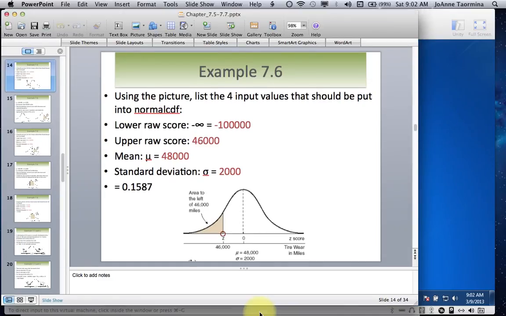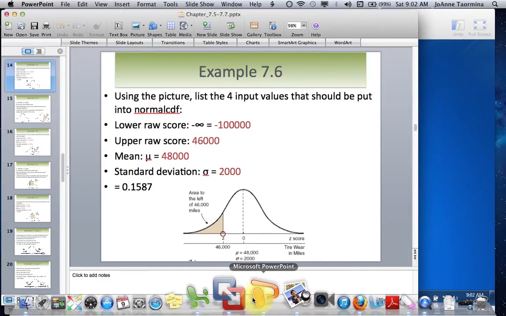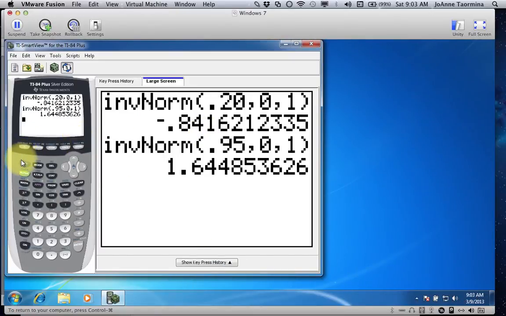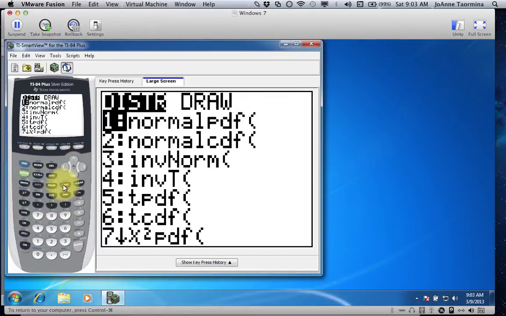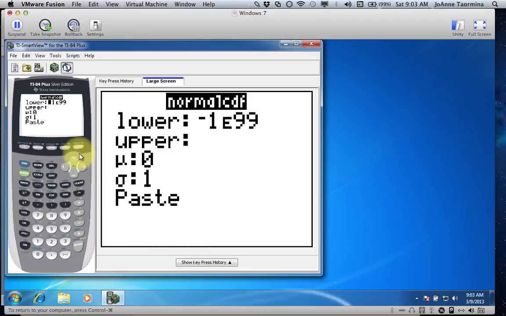So now you're going to go to your calculator, and you're going to enter those four values. So second, DISTR, Normal CDF, because we're trying to find a proportion of tires. Since we're being asked for a proportion of tires, essentially it represents area under the bell curve, and that area is found with normal CDF. Our lower limit, negative 1E99, is the calculator's way of representing negative infinity. I'm going to use what we've been using in the past, negative 100,000.